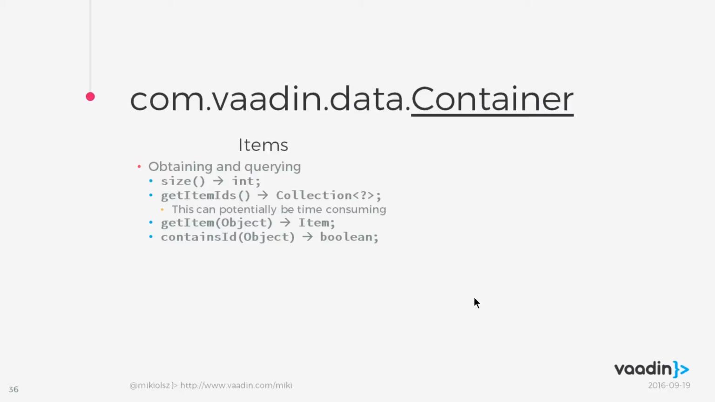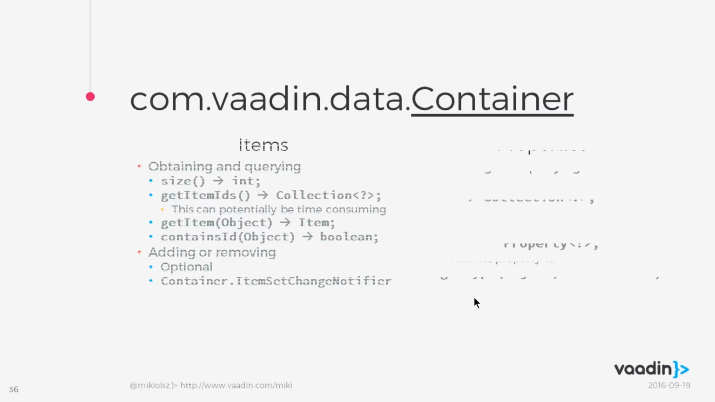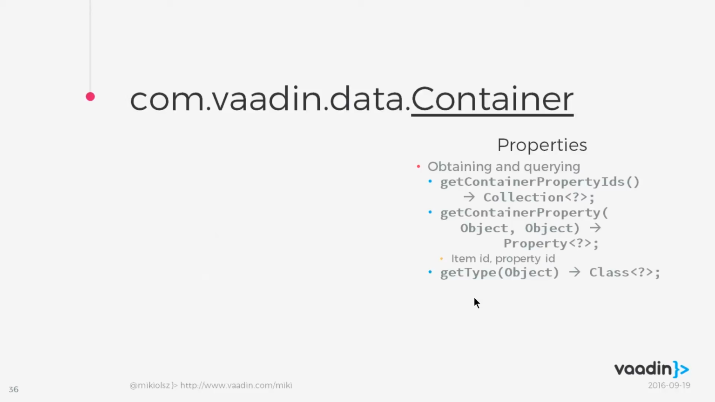You can optionally add removing or adding new items. And then basically the same stuff that you can do with items, you can do with properties. You can get container property IDs, you can get the type of each property and so on. And then optionally you can add or remove properties there. And if the container supports that, then this property will be added to all the items it contains as well.